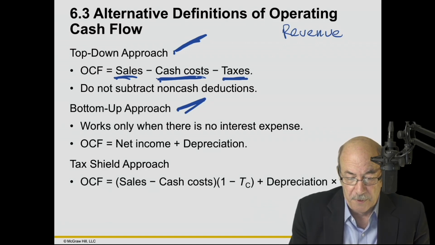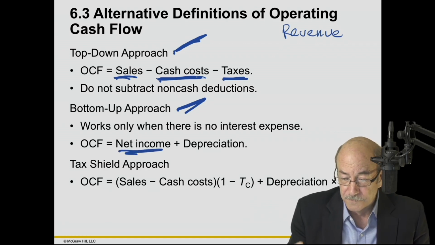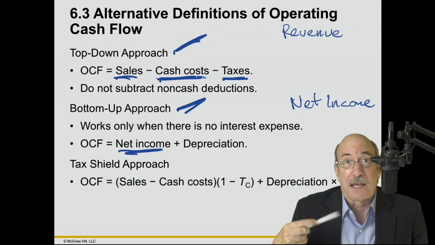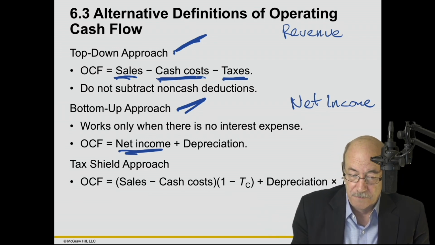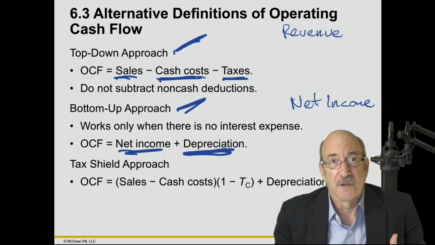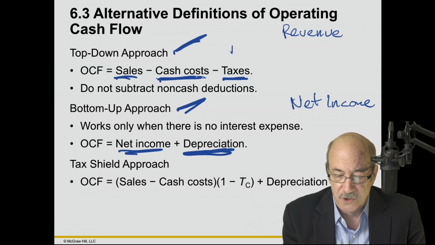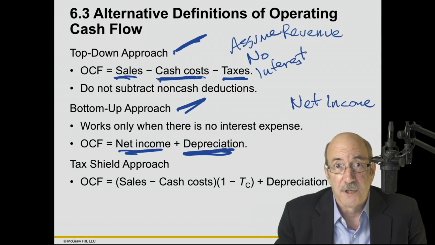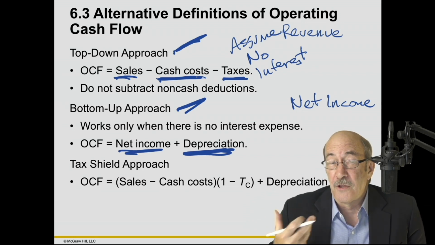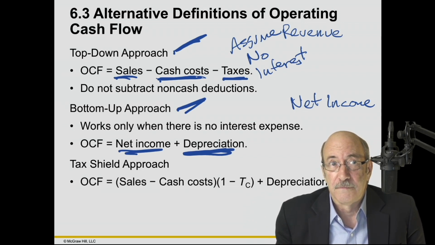And then the bottom-up approach says, well, let's start down here at net income and add back the non-cash expenses. By the way, these examples that the authors give you assume no interest is in the income statement. So if there is interest, you have to back that out, right? And you want to back out the tax savings on that too.